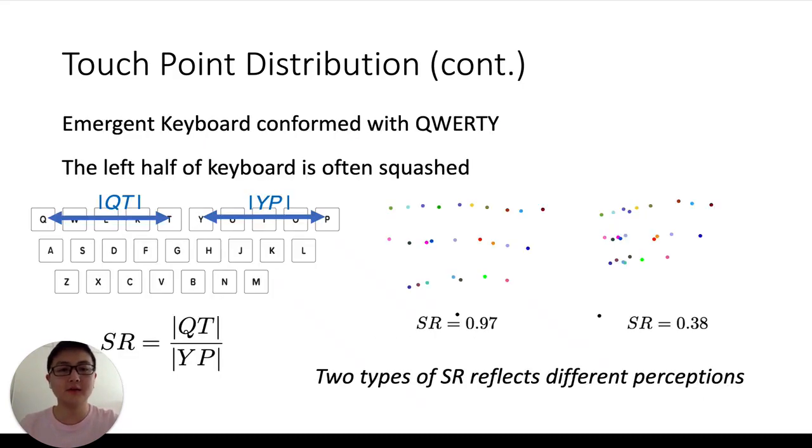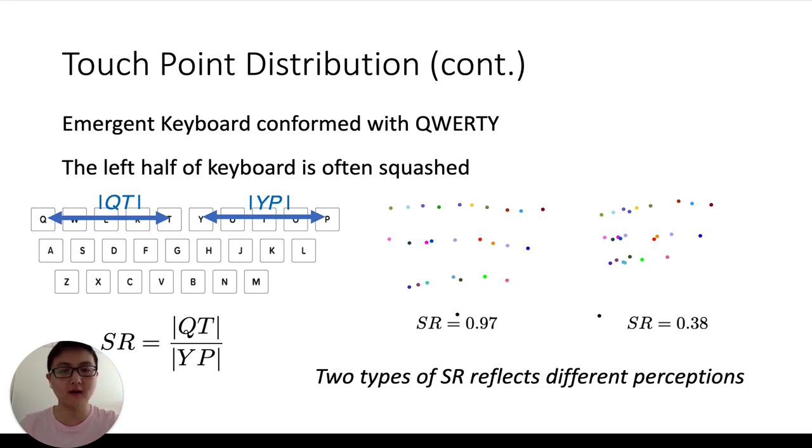We also explored the emergent keyboard layout. Generally, the distribution followed the QWERTY layout. However, since participants typed the whole keyboard with only their right hand, the left part of the keyboard is often squashed. We proposed SR, a metric to present the squash extent, which is the distance of the centroids of key Y to P divided by that of key Q to T, shown in the left picture.